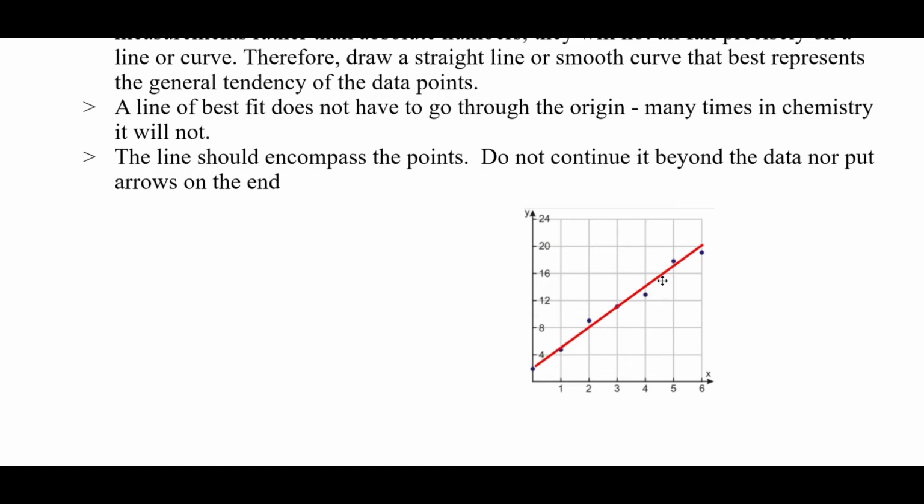You don't want to extend it beyond, because we don't really know what the data does here, and we don't put arrows because we don't know. Perhaps whatever this data is levels off here, and so putting an arrow would be misleading. Now when I place this line on the graph, I try to position it so that I'm hitting some of the points, although sometimes you may not, but you want an even amount or a similar amount of points above and below. Here I have 2 and 2 below, and so that works.